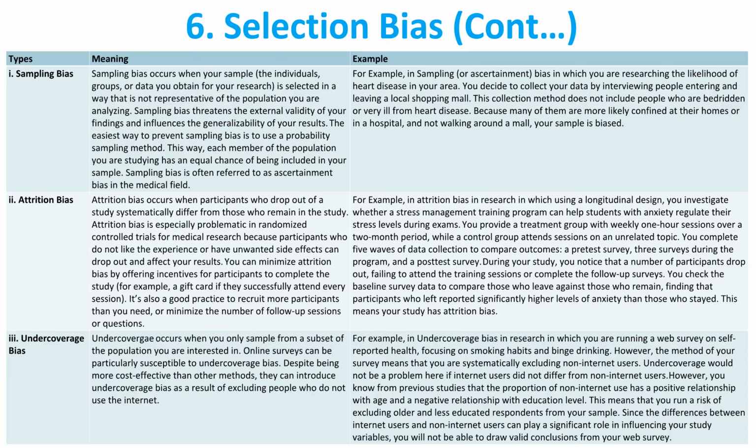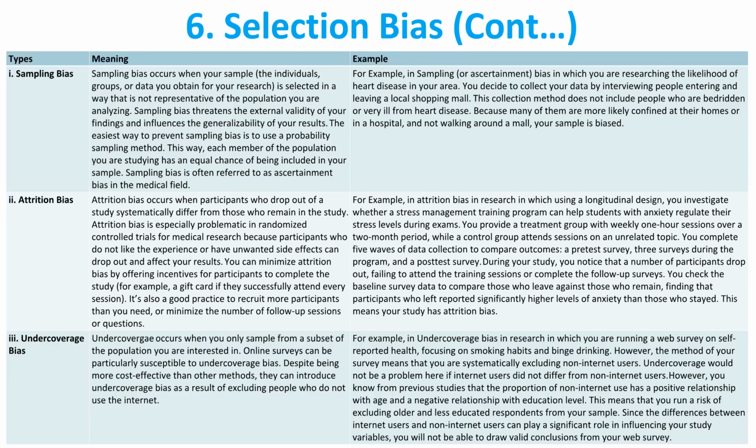Despite being more cost-effective than other methods, they can introduce undercoverage bias as a result of excluding people who do not use the internet. For example, undercoverage bias in research: you are running a web survey on self-reported health, focusing on smoking habits and binge drinking. However, the method of your survey means that you are systematically excluding non-internet users.